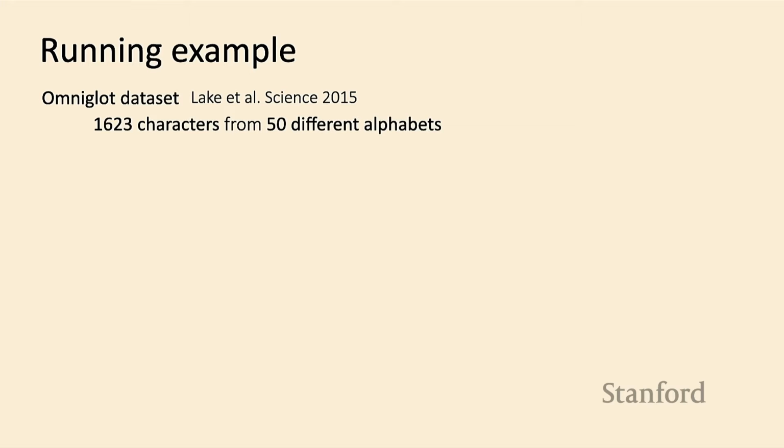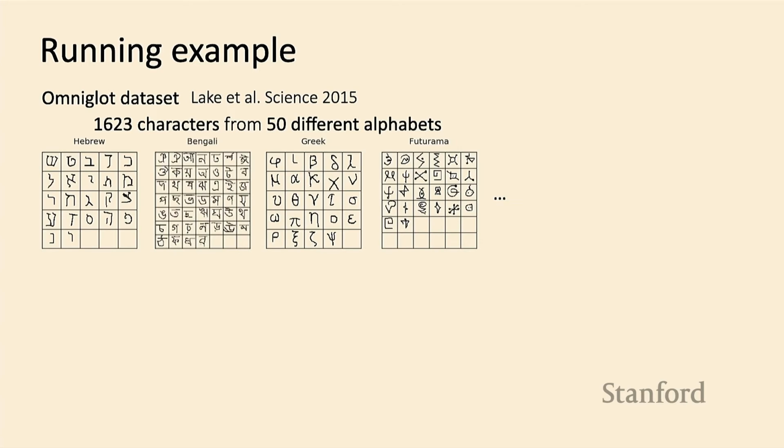It has 50 different written alphabets, and a total of 1,623 characters across all of those alphabets. They're all written by hand by people. Here are some examples of some of the alphabets represented in that data set.